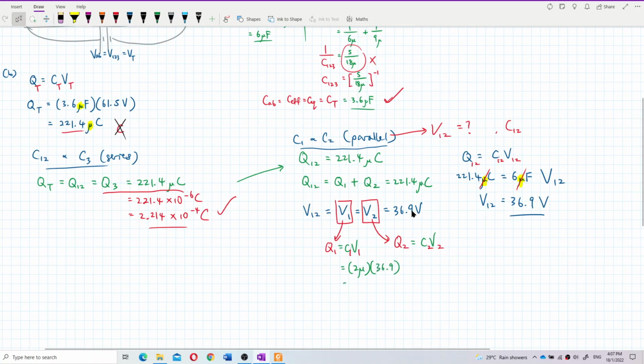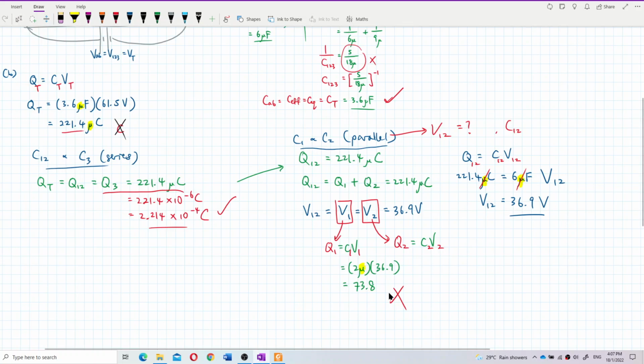36.9. Let's calculate. 36.9 multiply 2. And my answer is 73.8. Is it 73.8 coulomb? Wrong. You forget about the micro here. Our capacitance is microfarad, not just farad. So this one is not coulomb.